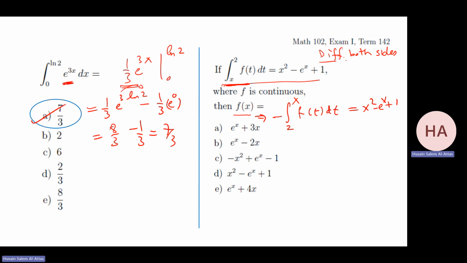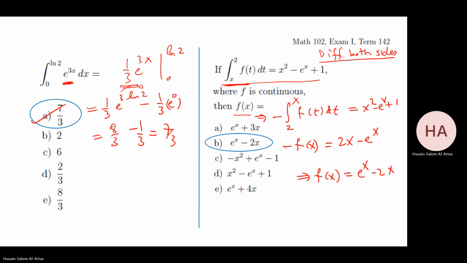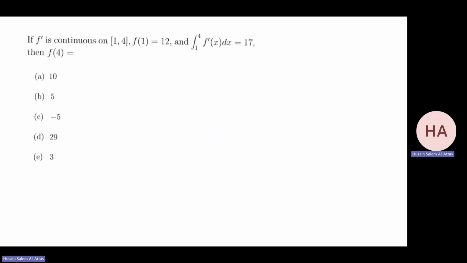So now we'll differentiate, but you will get minus f of x equal to x minus e to the power x. So it will be f of x. It will be ax minus 2x, which is b, which is this. Yes. F prime is continuous. F of 1 equals 12, and this equals 17.